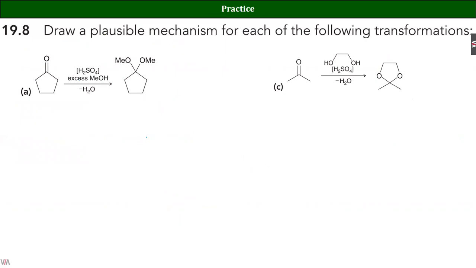So let's practice drawing this. So if you start with a ketone in acidic conditions, excess methanol is going to be your nucleophile. The H2SO4 is just your catalytic hydrogen. So go through all those steps, just like that mechanism on the last page.